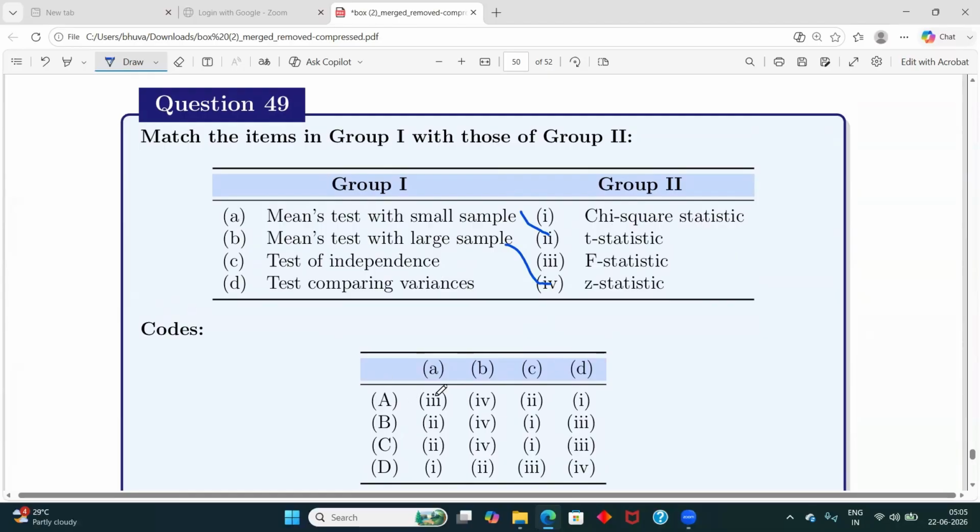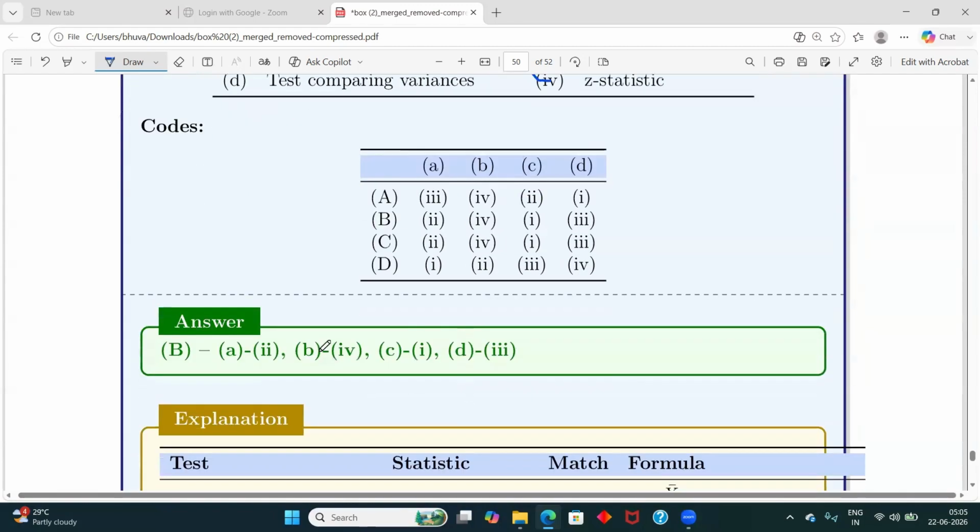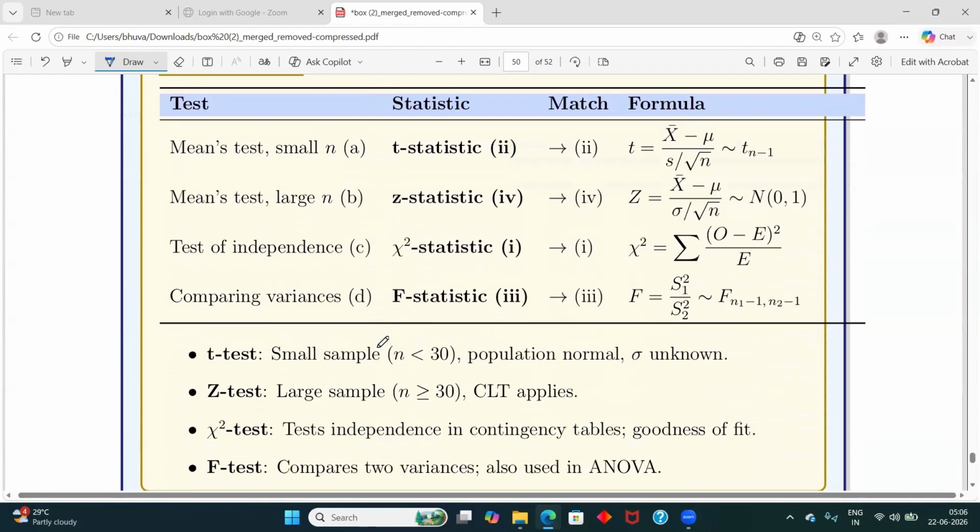So A ka hoga hamara 2. A ka 2 in which condition? A ka 2 here and in both. So option A and option D are eliminated. B ka large sample with 3, B ka 4. So this is the correct answer. So I think option B is the correct answer.